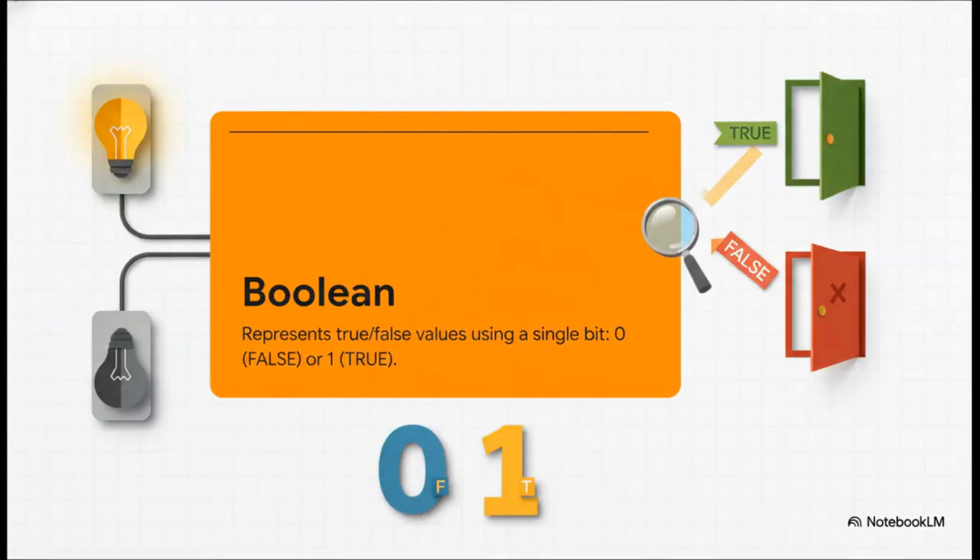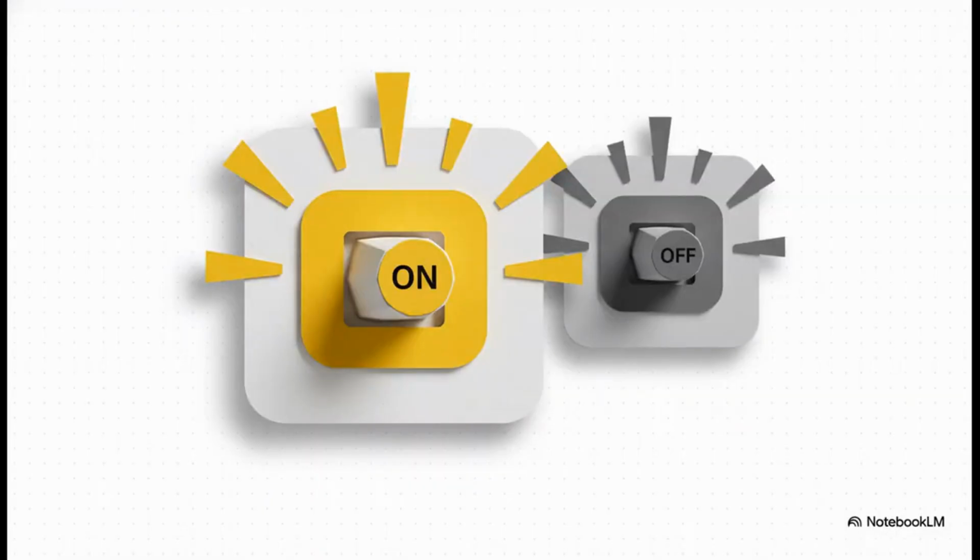Okay, first up we have the most basic, most fundamental tool of them all, the Boolean. It's just the simplest choice you can possibly have. It can only ever be true or false. That's it. It's the heart of all decision-making in code, kind of like a digital light switch. And you can see its power right here.